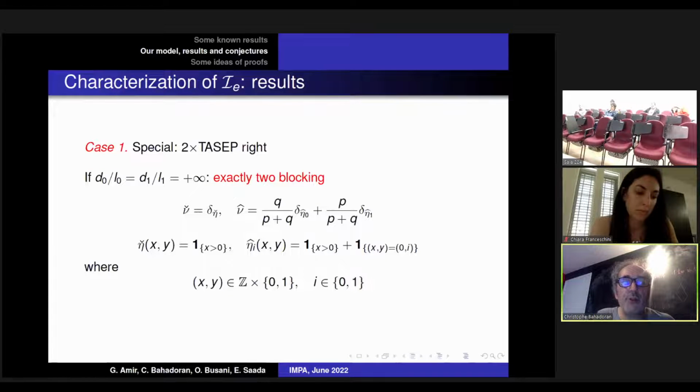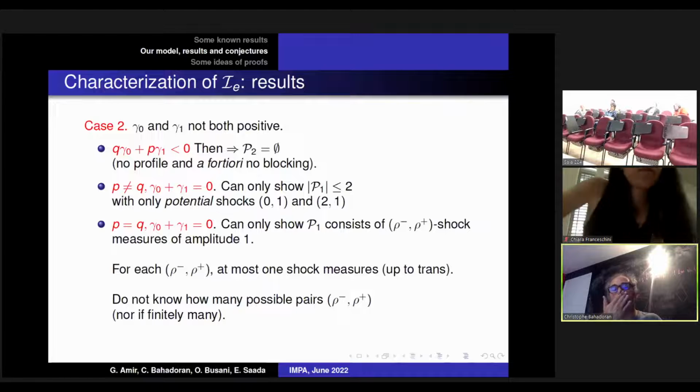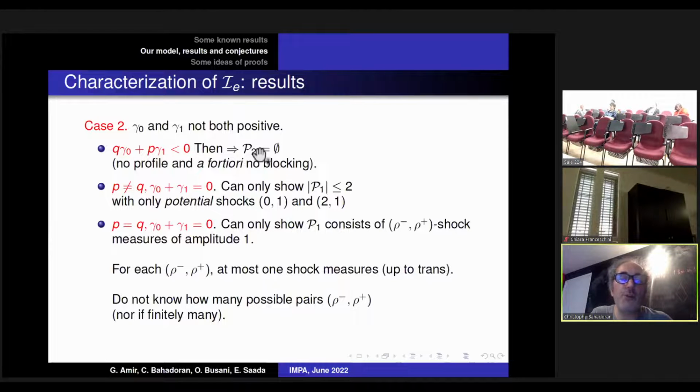So with two drifts, two positive drifts. What happens when the two drifts are on different sides? We have a condition which says that if Q gamma 0 plus P gamma 1 is negative, then there can be no profile measure. So if there is a kind of sufficient competition between the positive and the negative drift, then there is no profile measure.